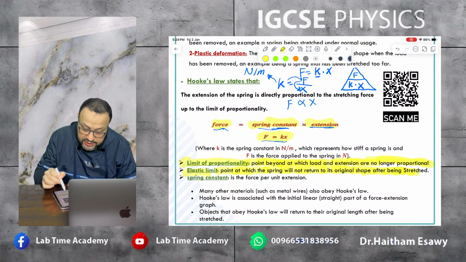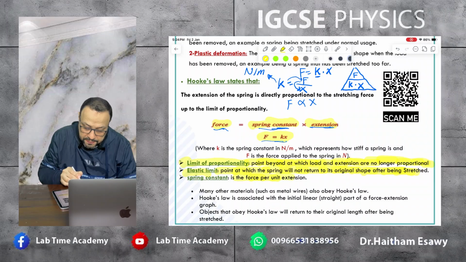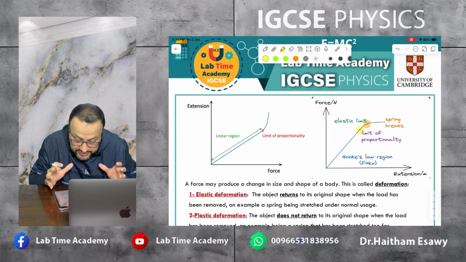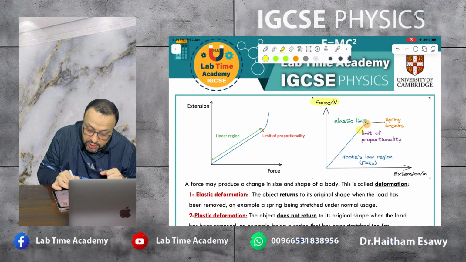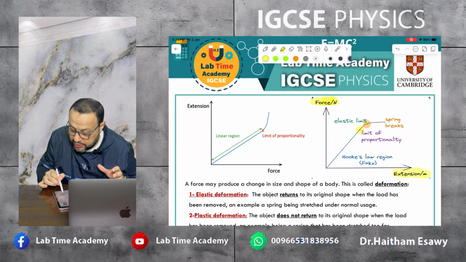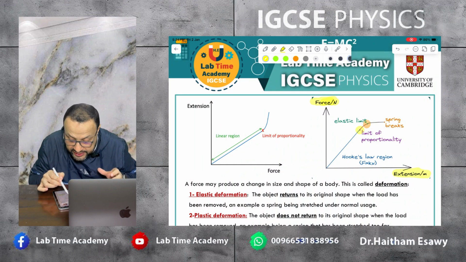What about the spring constant? We said it's the force per unit extension. So here we have two graphs. If we have force on the y-axis and the extension in meters, for example, on the x-axis, this will be the shape of the graph.